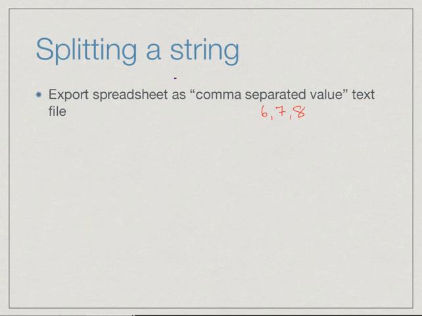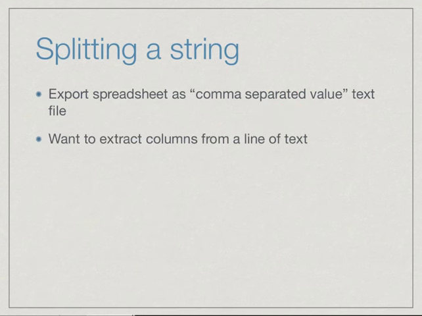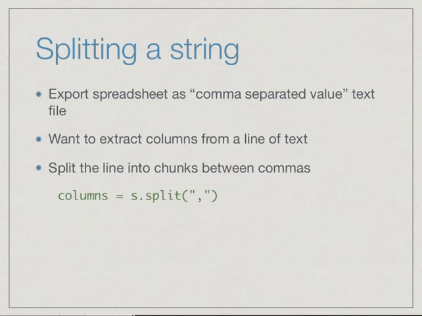Now what we want to do is extract this information. We want to extract the individual 6, 7, and 8 that we had as three values. So what we need to do is look for this text between the strings. We want to split the column into chunks between the commas, and this is done using the split command. So split takes a string S and takes a character, or actually it could be any string, and it splits the columns. It gives you a list of values by taking the parts between the commas.